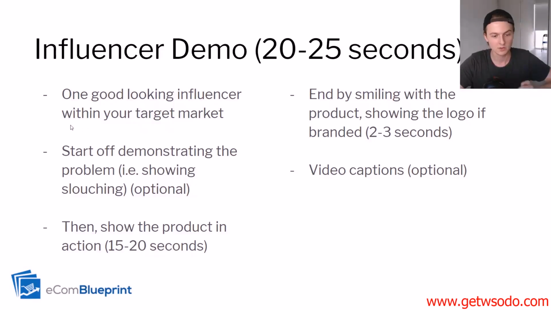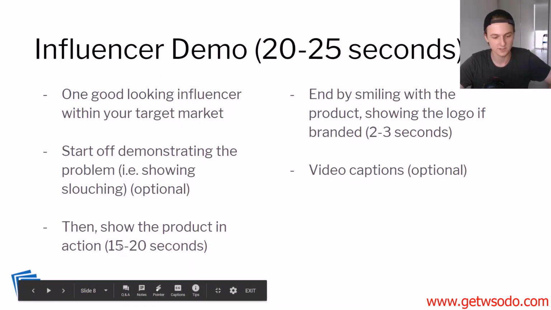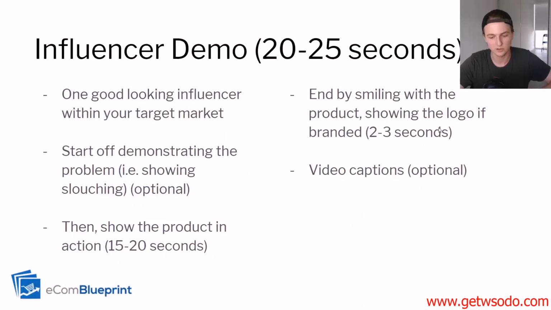And so you want to get a good-looking influencer within your target market. And then they just start off demonstrating the product, or just saying something that'll grab people's attention. Like I said, this is optional, but they should start off doing something that'll get people's attention. And then they just need to show the product in action, for 15 to 20 seconds. And then they just end off smiling with the product, showing the logo if it's branded.